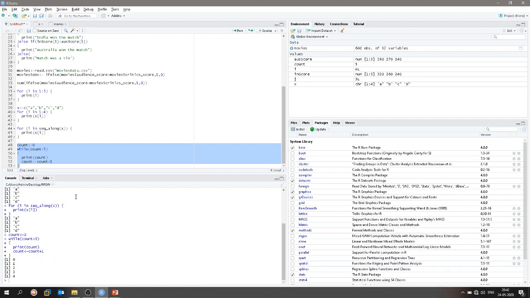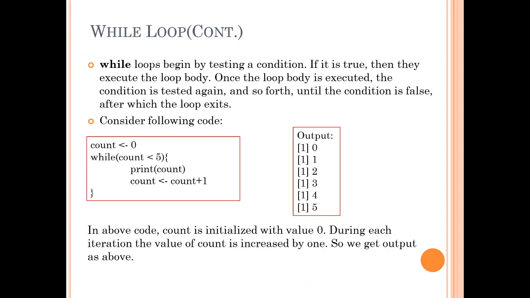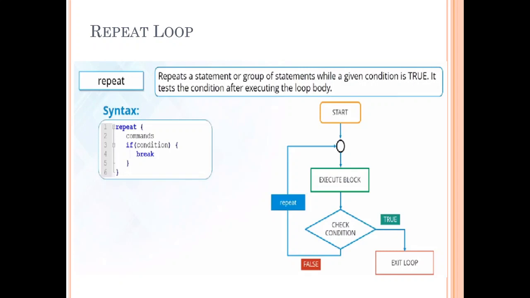And you can see count value is 0 and it is increasing up to less than 5. That's why as an output we have got from 0 to 4. So this is what our while loop is. And next we have a repeat loop.